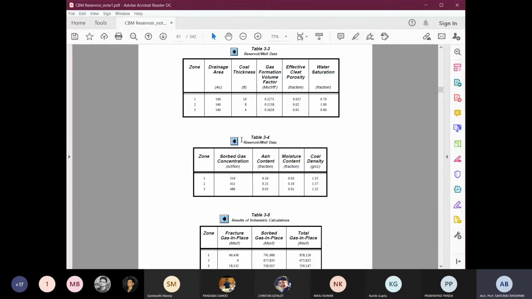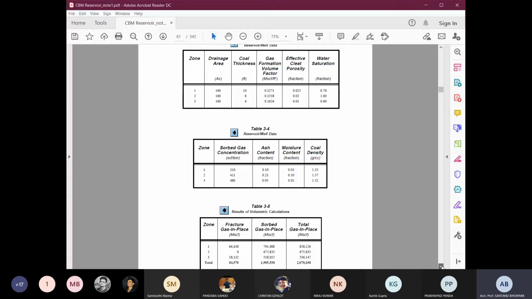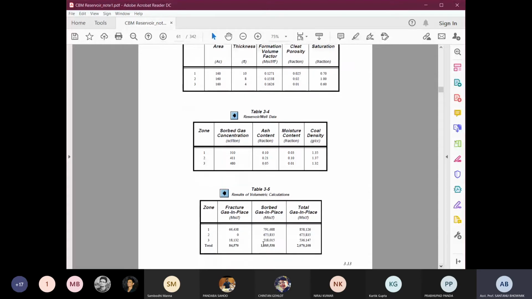Okay, so these are some of the data they have collected. Then again, from other areas, what is the ash content, what is the moisture content? Fraction means percentage. How much of the total coal is the ash content, in a ratio of this.